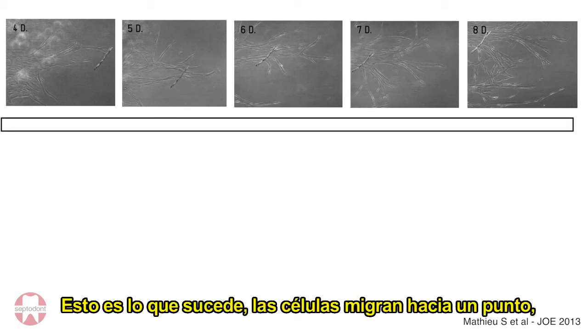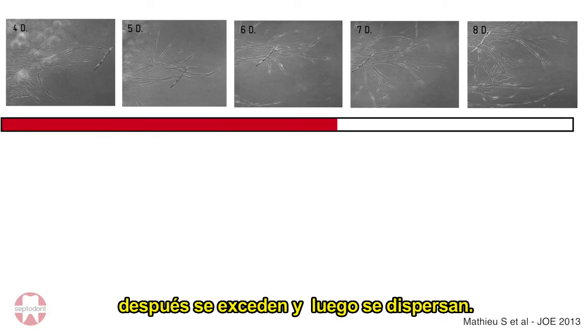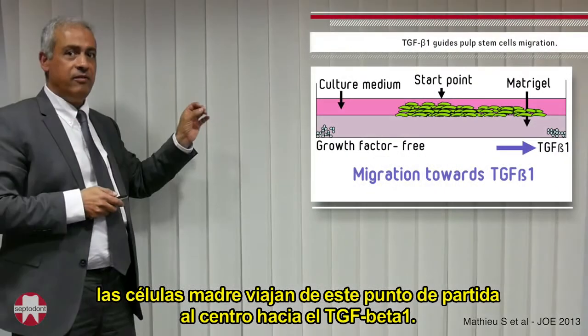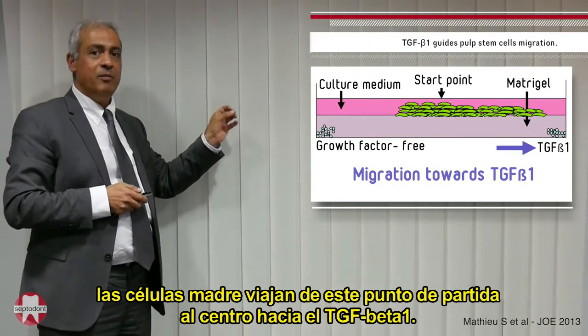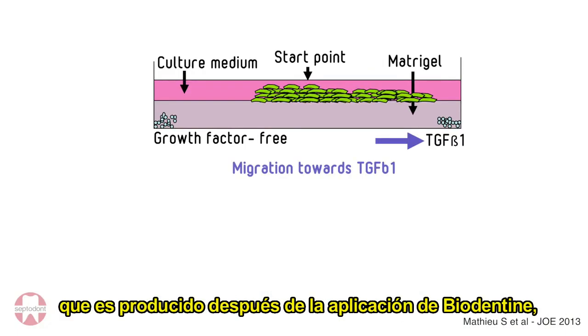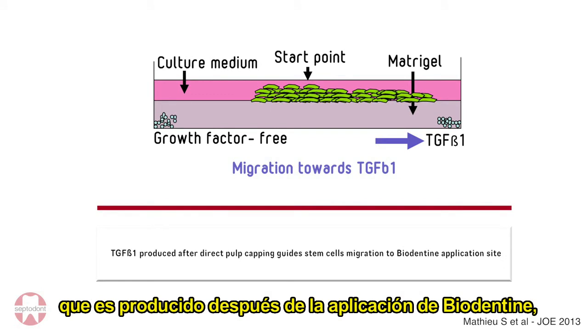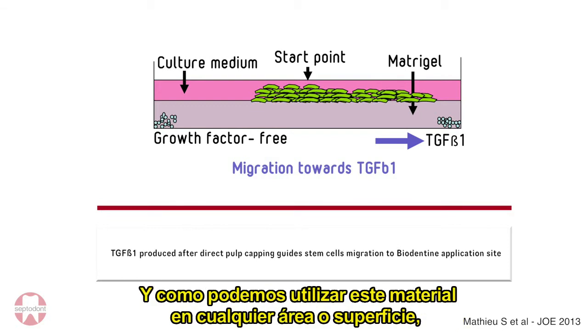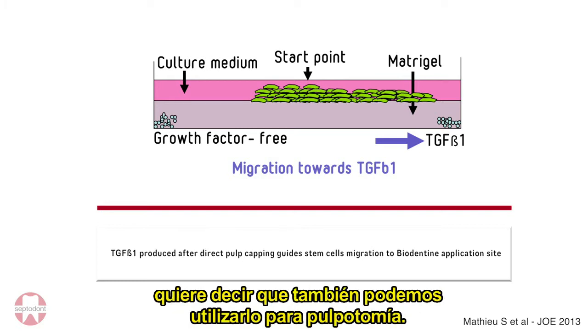So this is what happens. Cells migrate towards the reference point, then they will exceed it, and then will go far beyond. The final result of this migration is the following, that cells leave from this start point in the middle and they migrate towards TGF-beta1. This means that TGF-beta1, which is produced after the application of biodentine, guides the migration of stem cells towards the biodentine application site. And since we can apply this material at any surface area, it means that we can apply it also for pulpotomy.